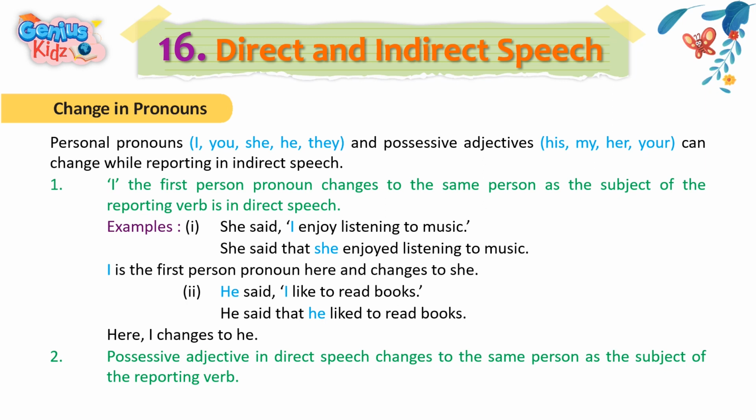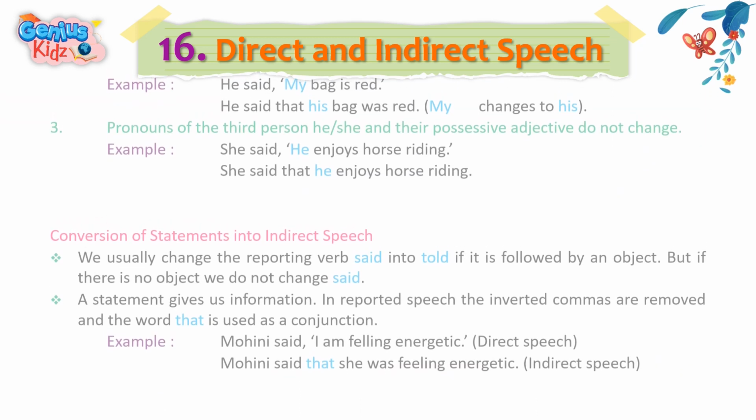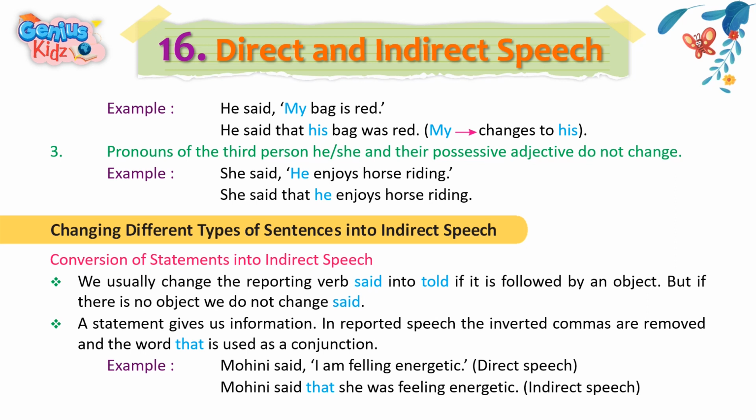2. Possessive adjective in direct speech changes to the same person as the subject of the reporting verb. Example: He said, "My bag is red." He said that his bag was red. My changes to his. 3. Pronouns of the third person he, she and their possessive adjectives do not change. Example: She said, "He enjoys horse riding." She said that he enjoys horse riding.